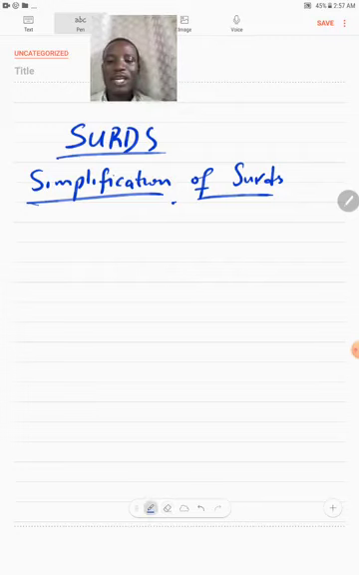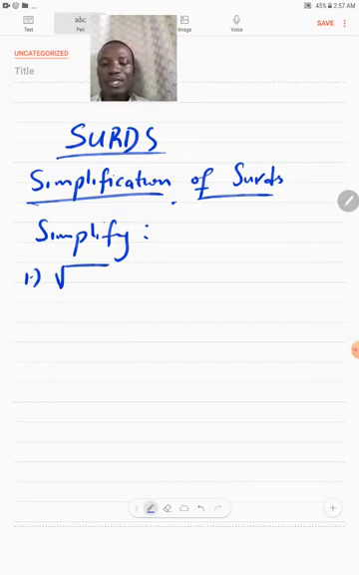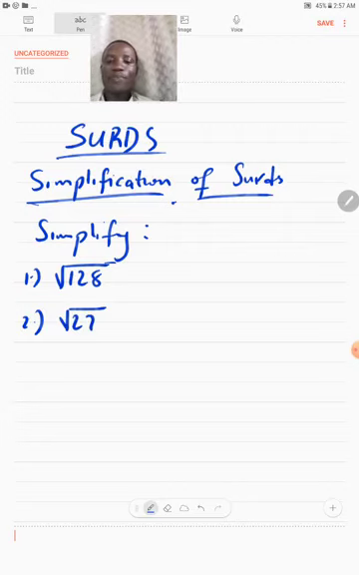So let's take some examples. Simplify: the first one, root 128. Let's also have another one, root 27. Let's try out these two first.